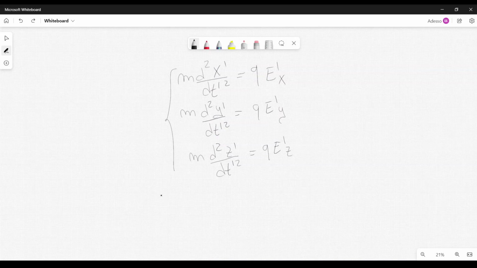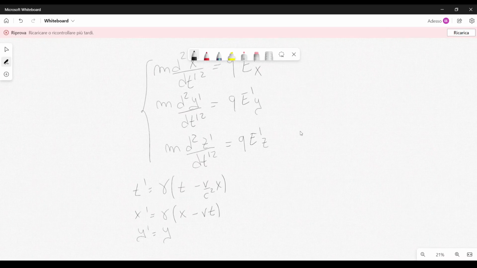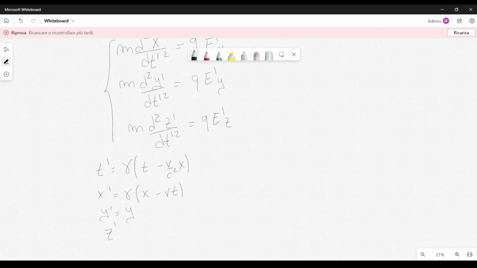The Lorentz transformations are the following. We have t prime equal to gamma, which is the Lorentz factor, and I'm going to write it in a moment, times t minus v over c squared x. Then we have x prime equal to gamma times x minus vt. Then we have y prime equal to y, z prime equal to z here. And then we have gamma equal to 1 over the square root of 1 minus v squared over c squared.